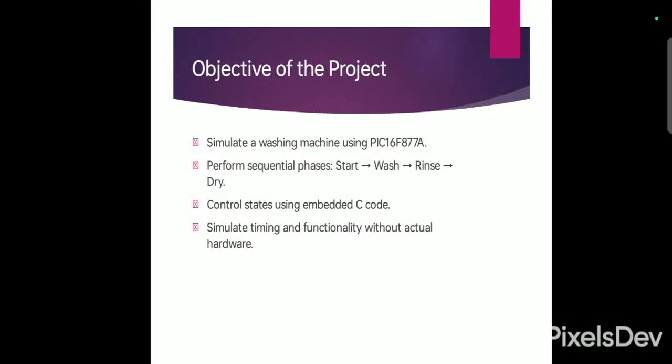Objective of the project. The main objective of my project was to simulate a basic washing machine controller. It has basic features of the washing machine. In order to show the demo, I have made it. The washing process includes multiple phases like start, wash, rinse, and spin. The main aim was to write the code in embedded C to handle each phase logically. I simulated the full behavior without using physical hardware, in this PICSimLab tool. PICSimLab tool I have used instead of the real hardware.